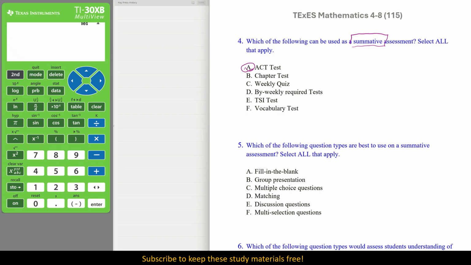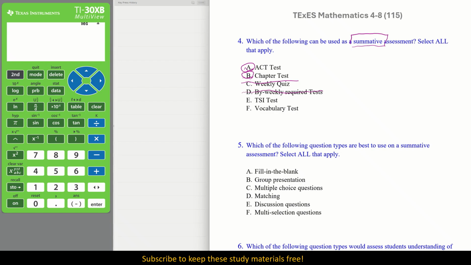Okay, several years actually. B, chapter test. Yes, I totally agree that that would be over an extended time period. So let's select that one. Now, weekly quiz. No, that's not enough time to get a good feel of what the student has learned. It's just a tiny snapshot. So you don't want anything that would be a snapshot. And D would be the same. Biweekly? No, that's just a little snapshot.